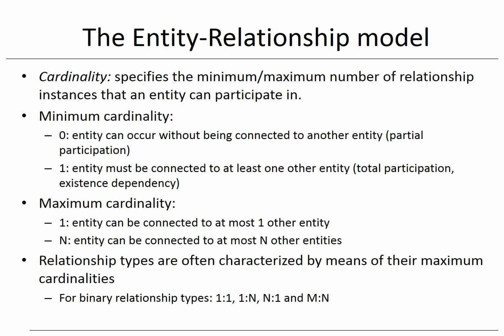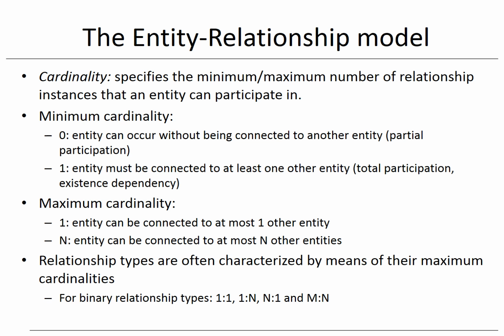In case the minimum cardinality is 1, an entity must always be connected to at least one other entity. This is referred to as total participation or existence dependency, since the existence of the entity depends upon the existence of another.